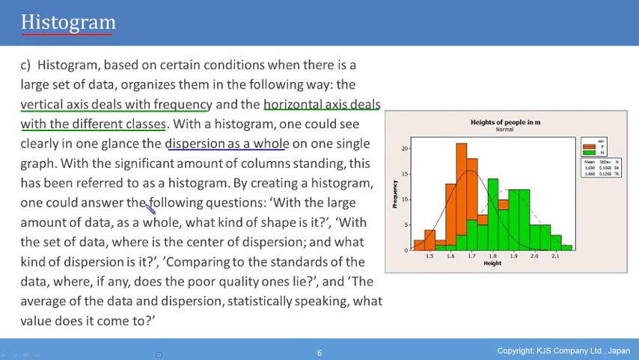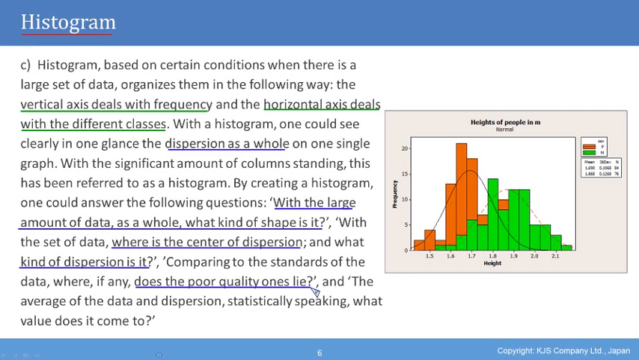By creating a histogram, one could answer the following questions. With the large amount of data as a whole, what kind of shape is it? Or, with the set of data, where is the center of dispersion? And what kind of dispersion is it? And comparing to the standards of the data, where, if any, do the poor quality ones lie? And finally, the average of the data and dispersion, statistically speaking, what value does it come to? And so histograms are extremely useful in quickly giving answers to these statistical questions.